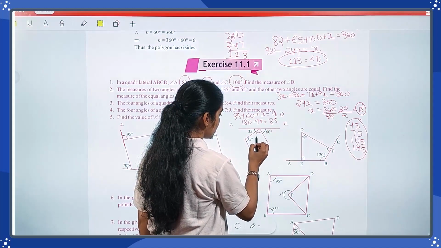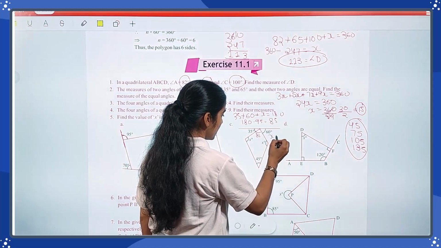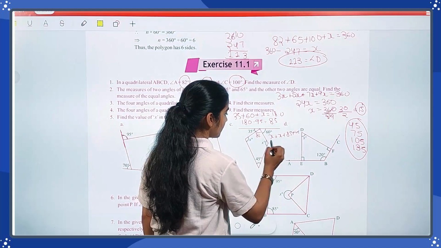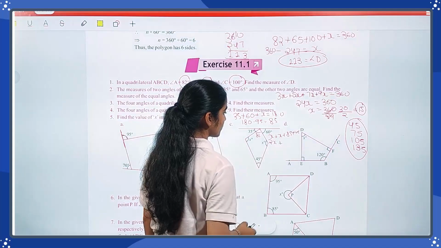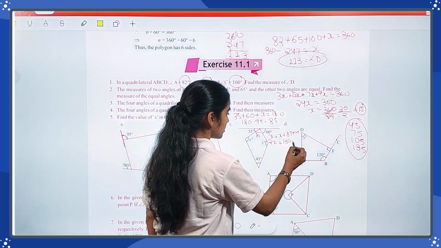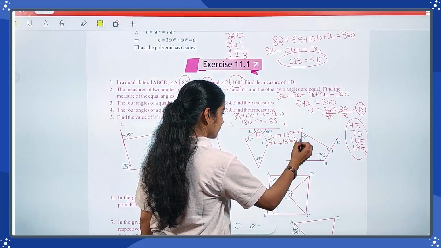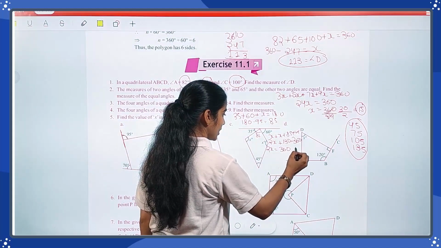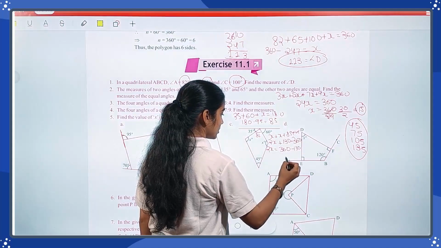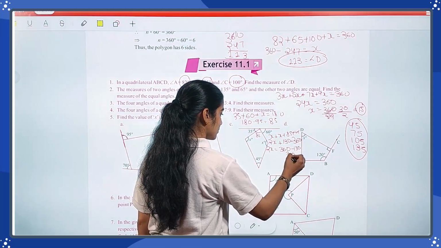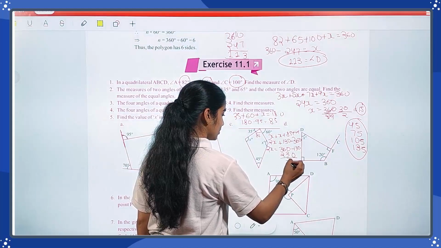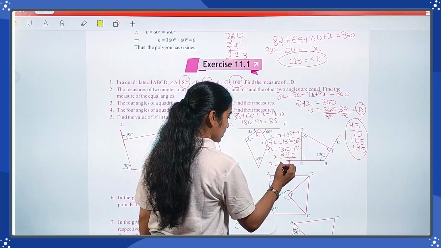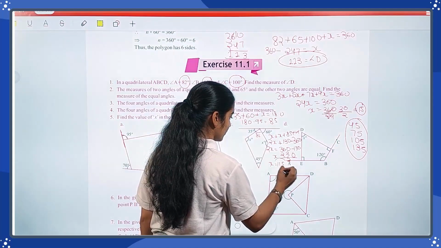So this is 85. So now you can conclude x plus 85 plus 45, 2x plus 120, 130 is equal to 360. So 2x is equal to 360 minus 130, that is 230, and 230 divided by 2. x is equal to 115.